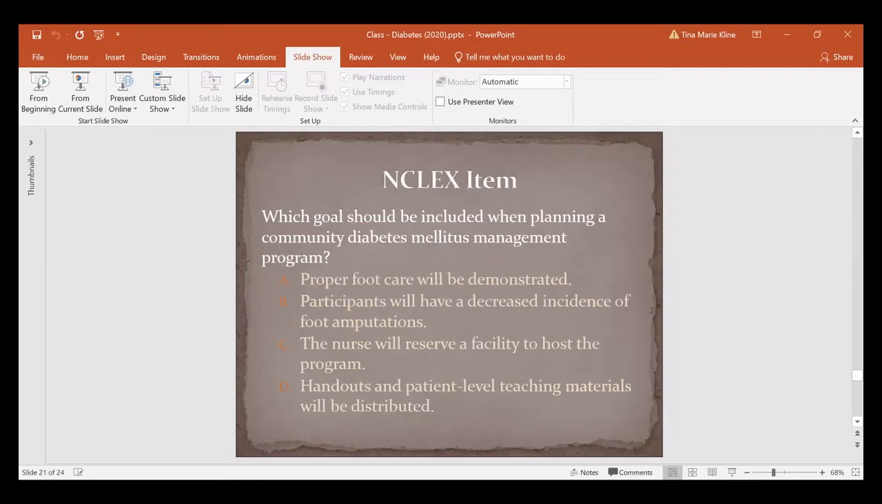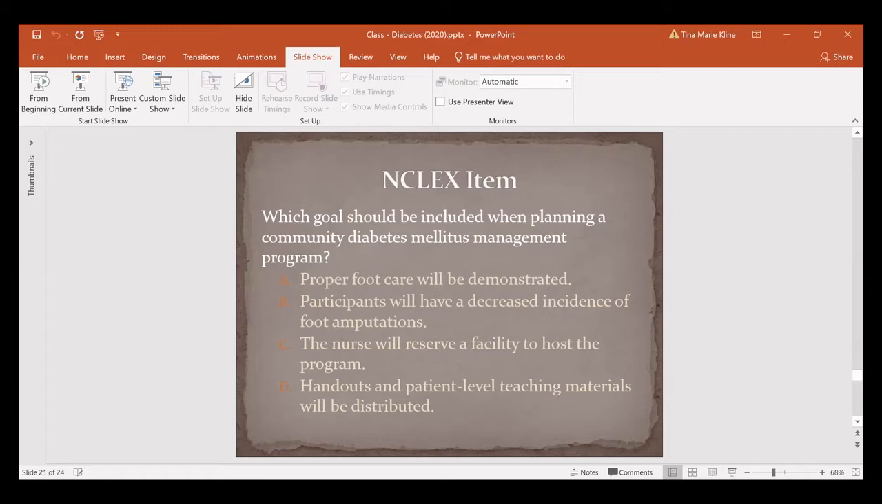Okay, which goals should be included when planning a community diabetes management program? Okay, what is the question asking? Okay, which goal? Okay, so understand the difference between goals and interventions. Okay, so when we look at proper foot care will be demonstrated, is that really a goal, or is that an intervention that you're going to actually implement during the teaching?